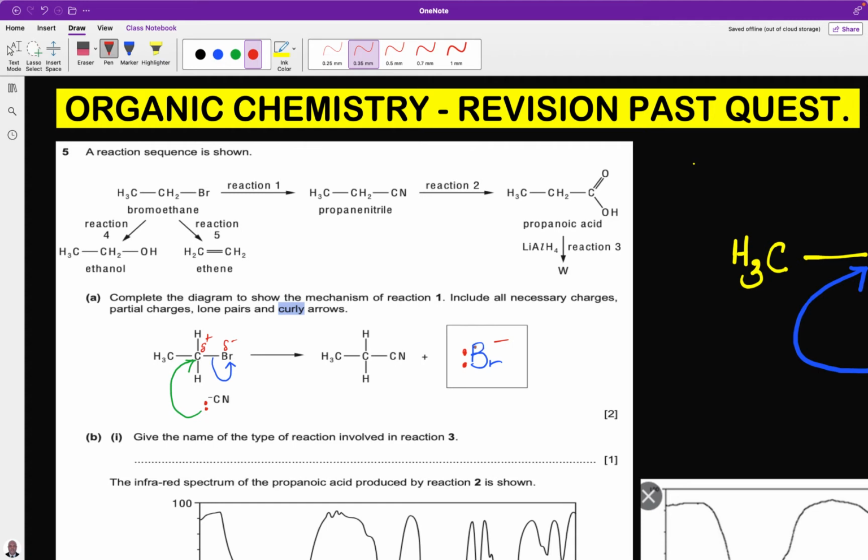You can show your bromine with a lone pair of electrons and show that it's an ion. You can show the charges on the carbon-bromine bond. Then you can show the movement of a lone pair of electrons from the cyanide to the central partial positive carbon, and then I think everything will be okay. We have altogether 2 marks for that. B1.